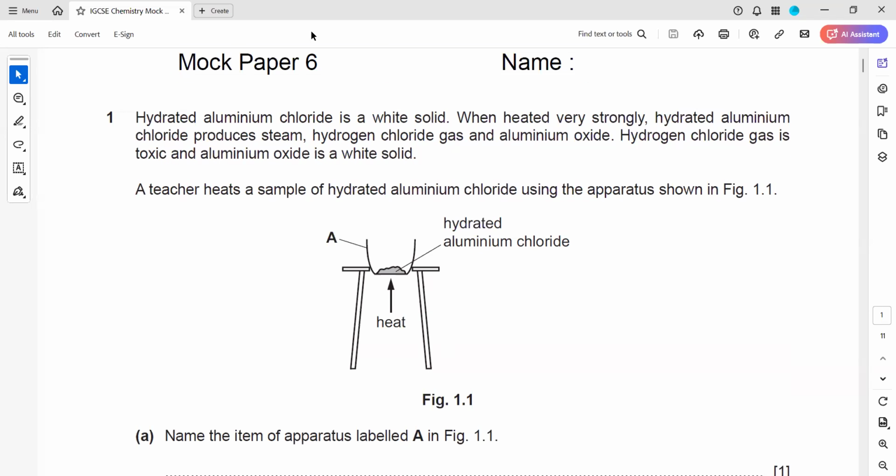So in the first question, we have hydrated aluminum chloride. It is a white solid. When it is heated strongly, hydrated aluminum chloride produces steam, hydrogen chloride gas, and aluminum oxide.